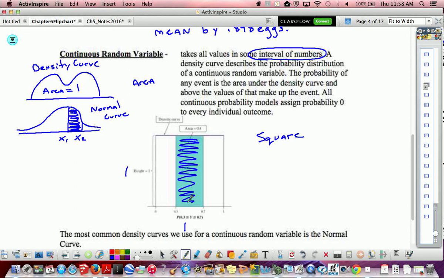Because there is technically an infinite amount of numbers between 0 and 1. You could have 0.1, 0.01, 0.001, 0.00001. I can keep on doing that forever. Okay? So one of the things that's true in a continuous probability model is that each individual outcome is actually equal to 0. However, you can find a set probability by calculating out its interval.